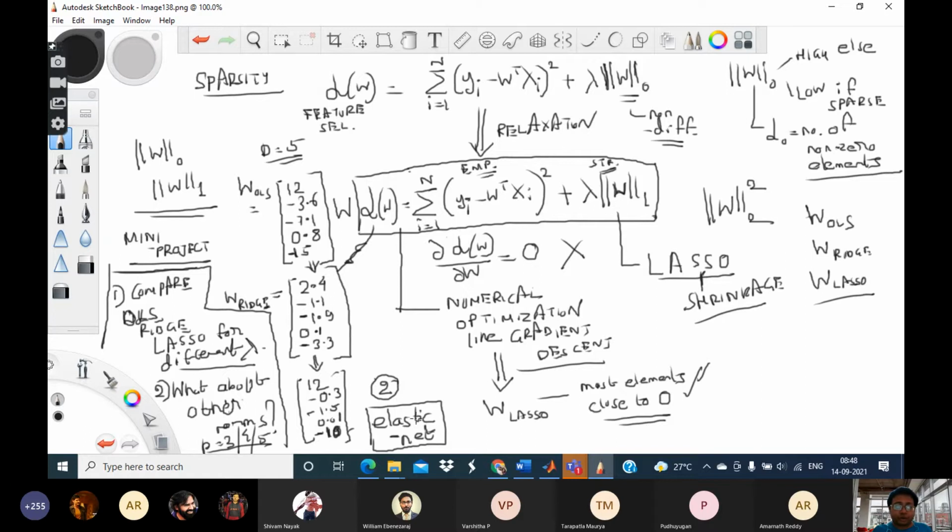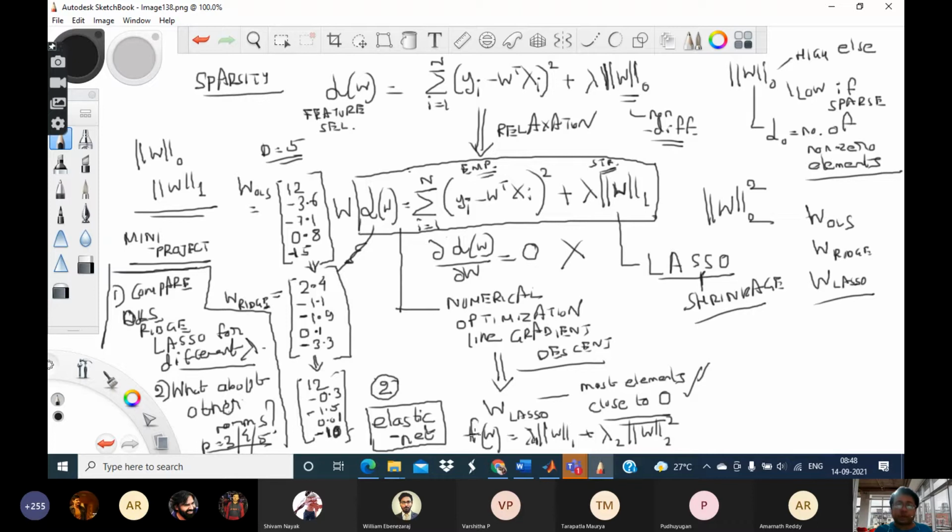Apart from that, there is also a particular kind of regularizer known as the elastic net regularizer. This is a combination of both ridge regression and lasso regression. That is to say, there are two terms in the regularization function: say lambda 1 times the L1 norm plus maybe lambda 2 times the L2 norm, something like this. This is also something you can study and try to understand what exactly it does, in case of your mini project.